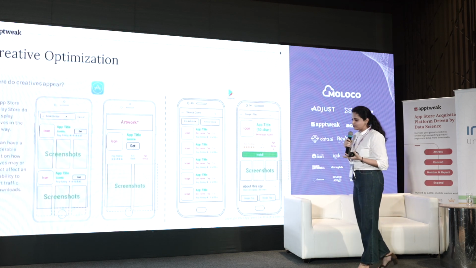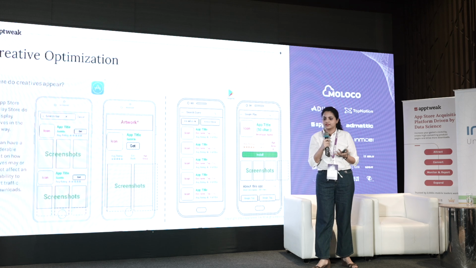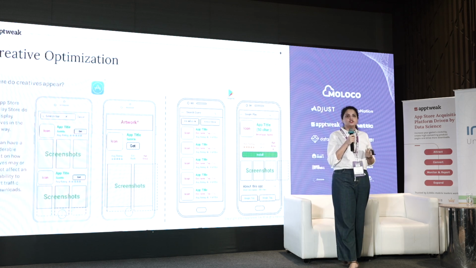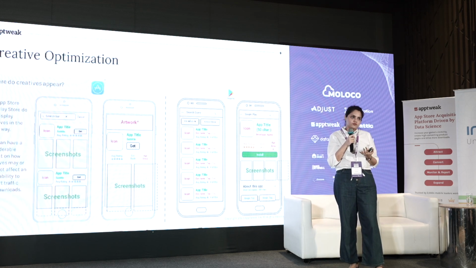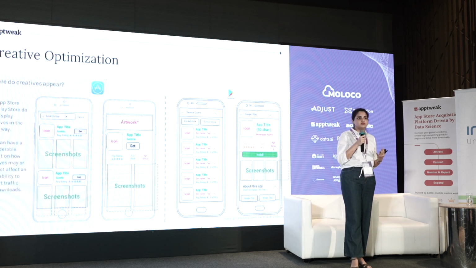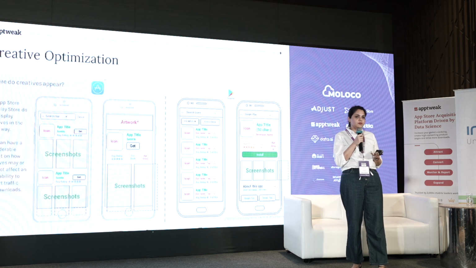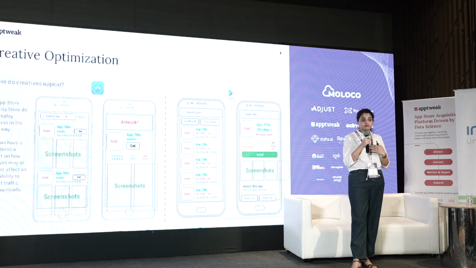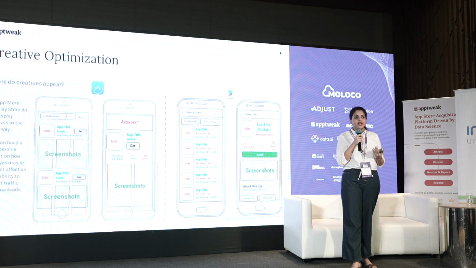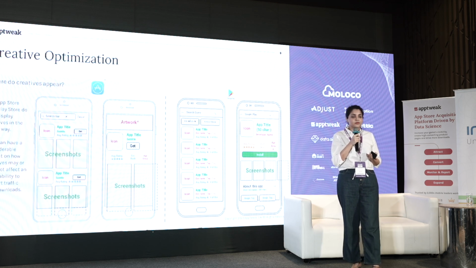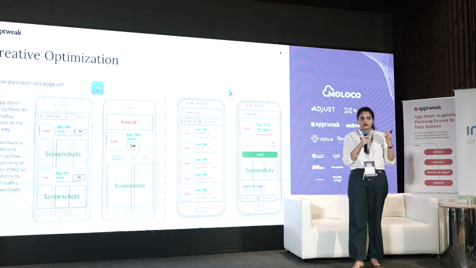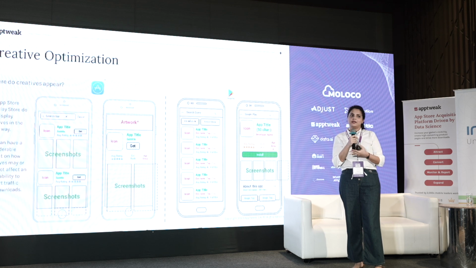Now the next part that we were also talking about in the past is creative optimization. How important is creative optimization? For example, if I am a customer on the Play Store and I want to download a racing game, there are a lot of racing games, but I don't know which one to download, right? In that case, your creatives play a very, very important role.